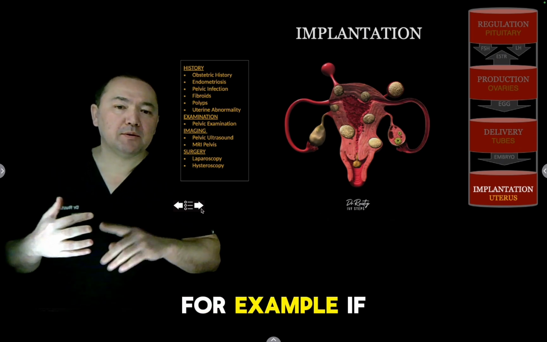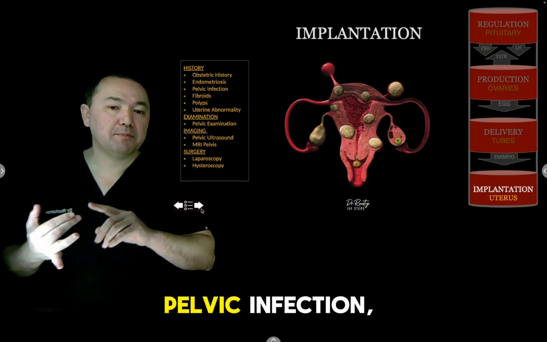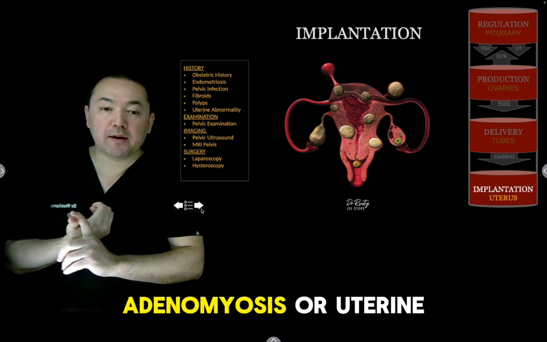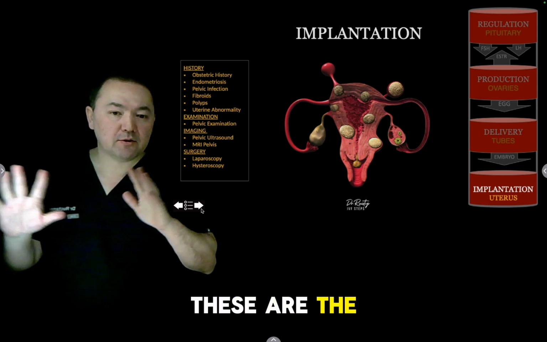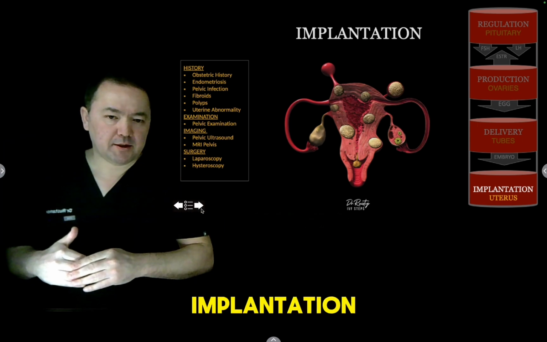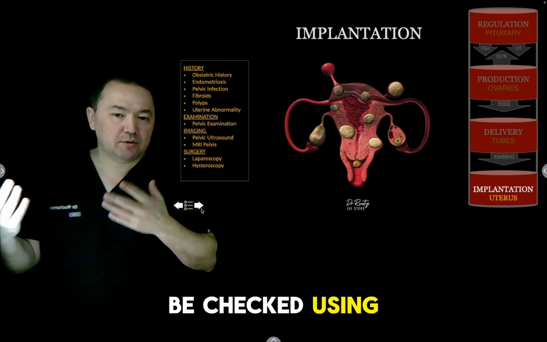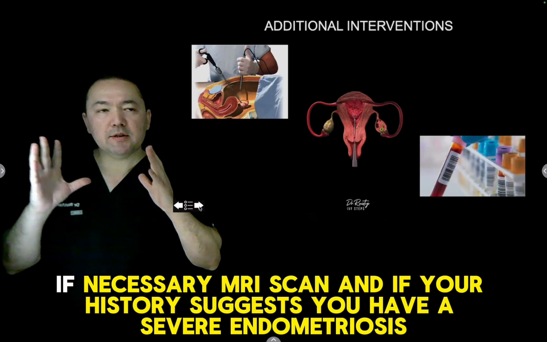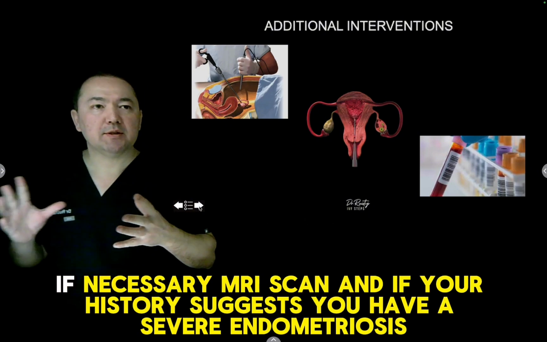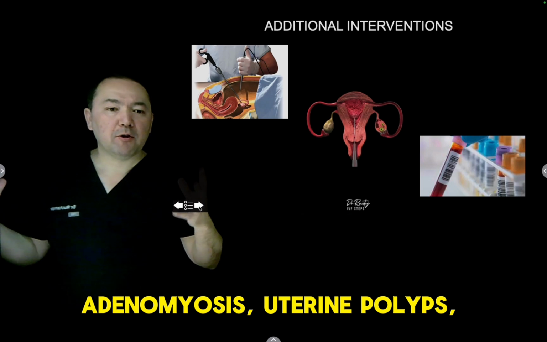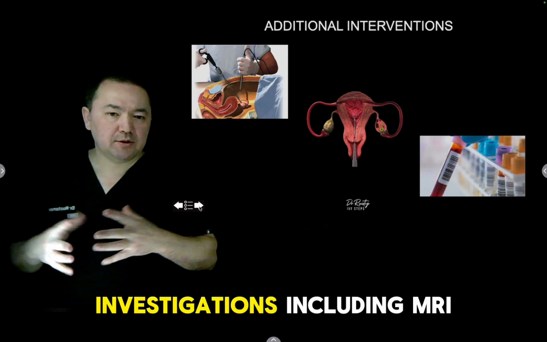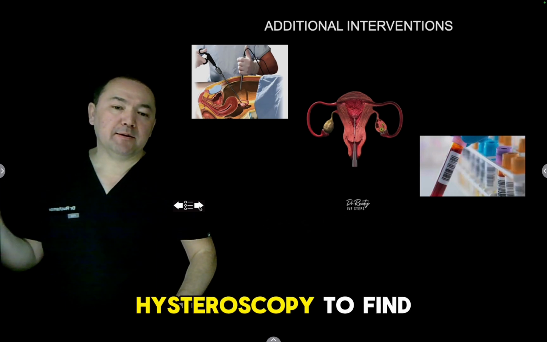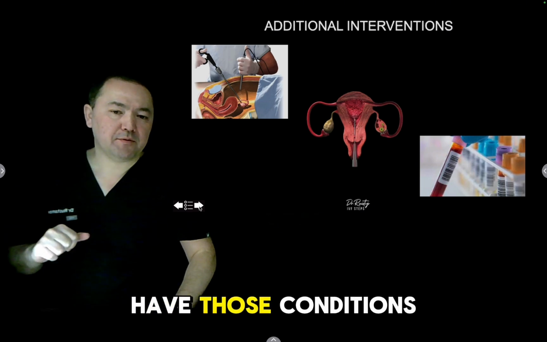So for example, if you have any history of severe endometriosis, pelvic infection, uterine fibroids, uterine polyps, any sign of adenomyosis or uterine abnormality, these are the conditions where you have a lower chance of implantation. So that can be checked using ultrasound scan, if necessary MRI scan. And if your history suggests you have a severe endometriosis, adenomyosis, uterine polyps, then you may need to have additional investigations, including MRI, laparoscopy, hysteroscopy, investigations to find out if you have those conditions.